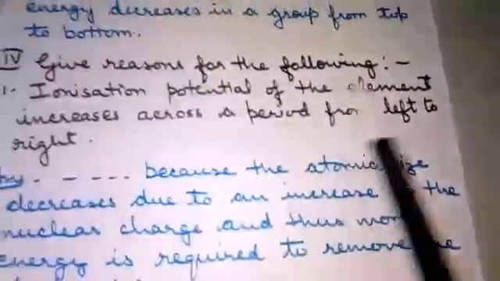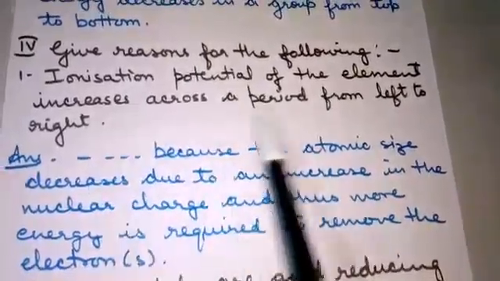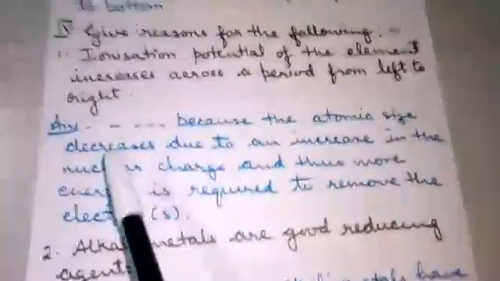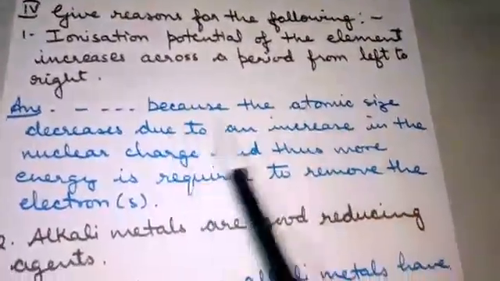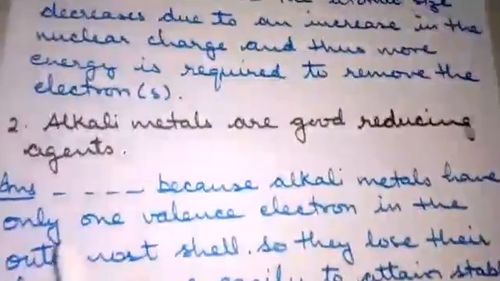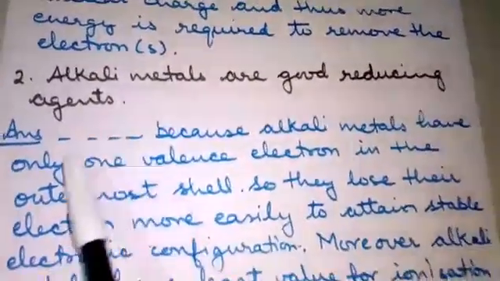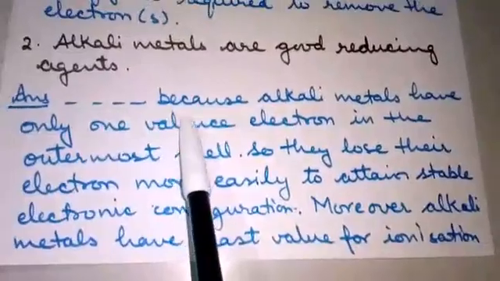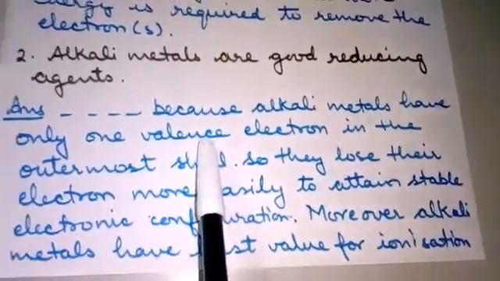Now you have to give reasons. The first is ionization potential of the element increases across a period from left to right. So this is the answer. Here dash means first you will write from the question, then you will start from because. Now next is alkali metals are good reducing agents. So here again dash, and then you will start from because. So this answer I will read because half of the answer is on next page.